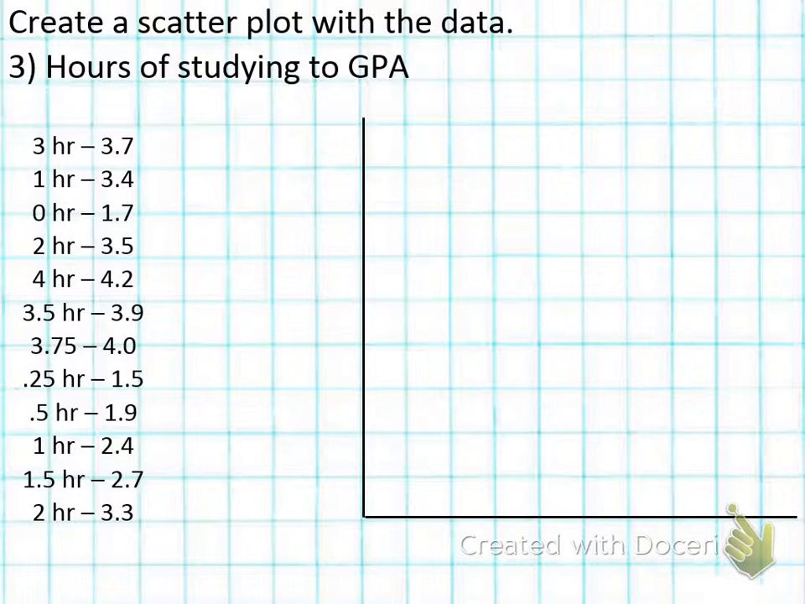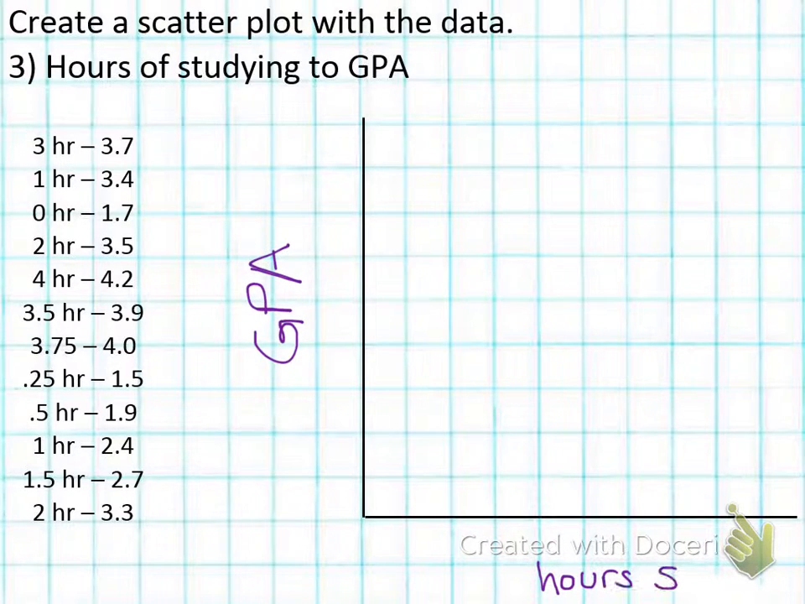GPA depends on the hours that you study? Does that make sense? Yeah. Again, hours, kind of our clue. Things that have to do with time are typically independent. That's typically going to be the x-axis. So study time is going to go down here, and then our GPA we think will depend on how much a person studies, right? So the dependent is the y.